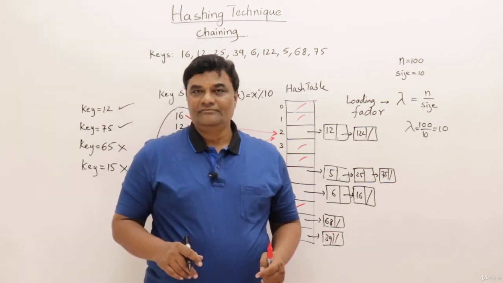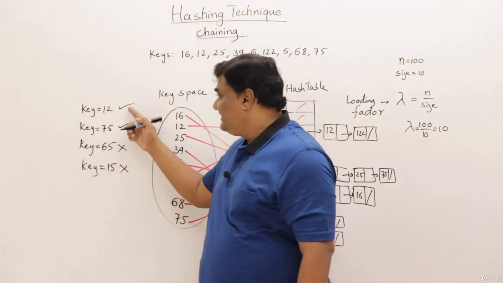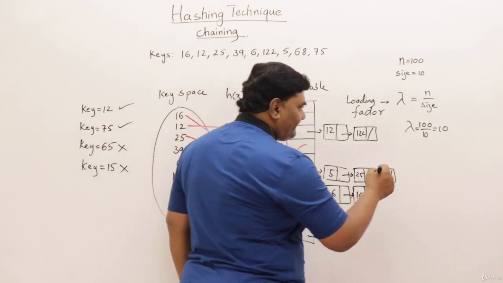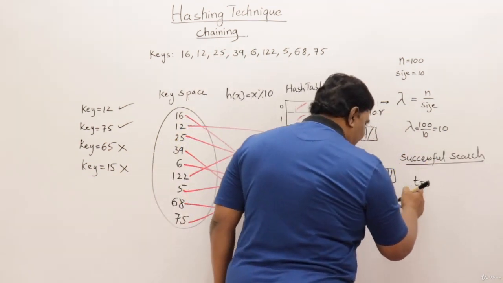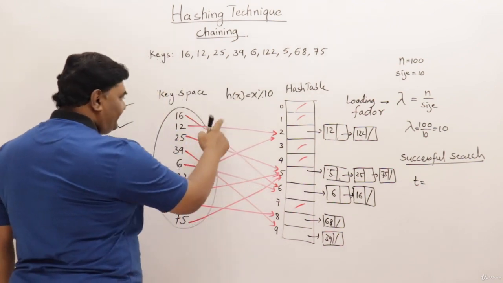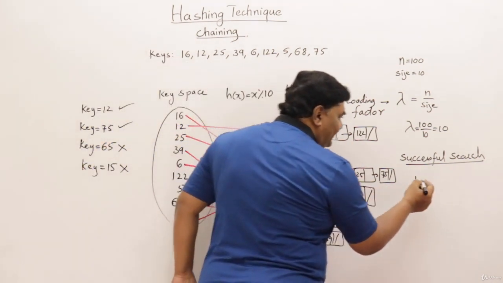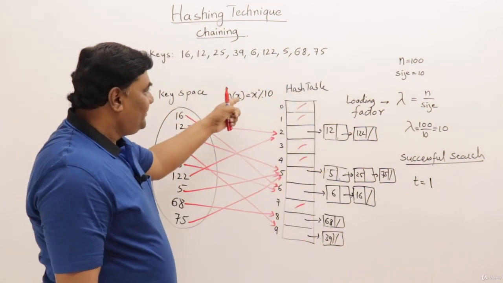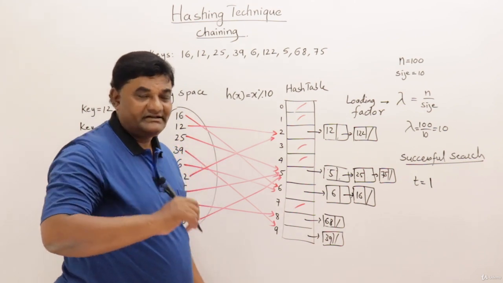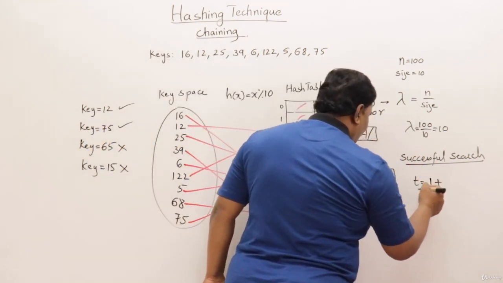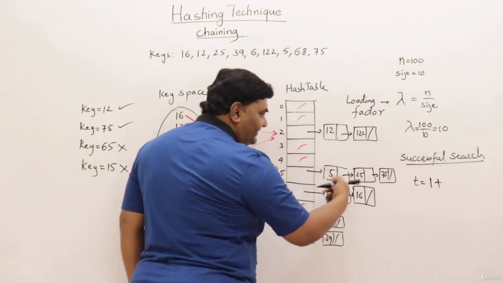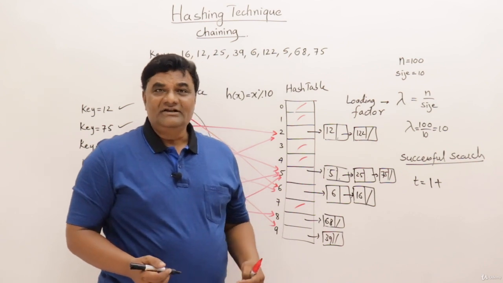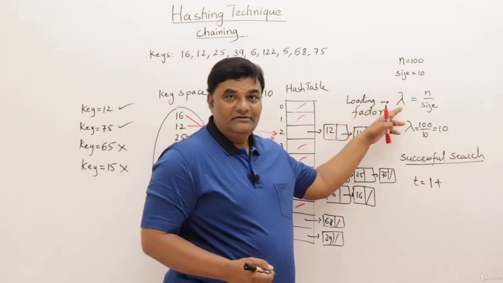Now let us see the time taken for a successful search. For a successful search, first of all, we use the hash function for getting the index, and that takes constant time, 1. Second, we have to search in that particular chain, that particular linked list. So what could be the average time? The average time will be half of the loading factor.